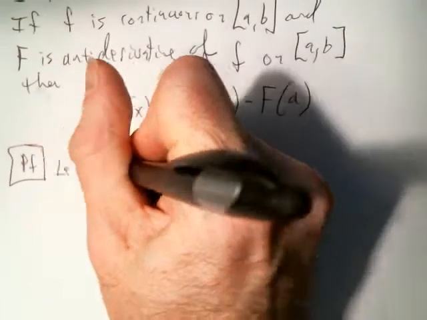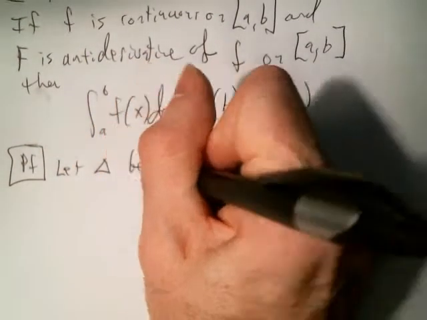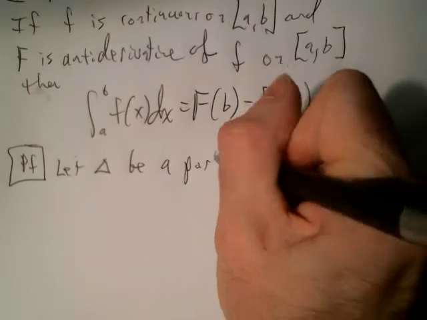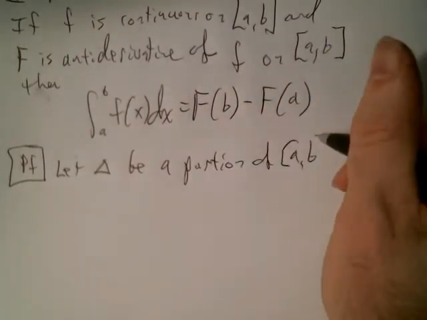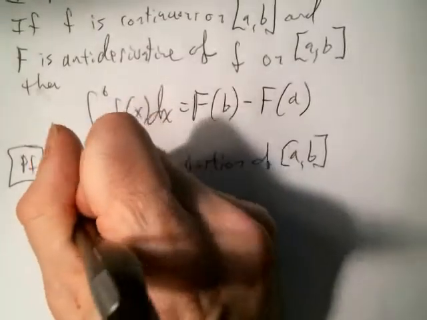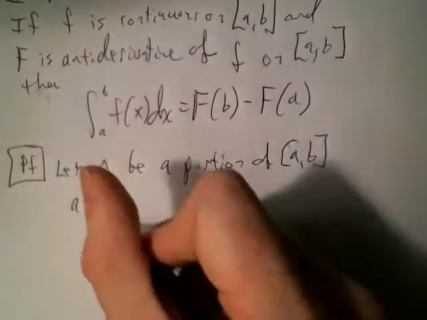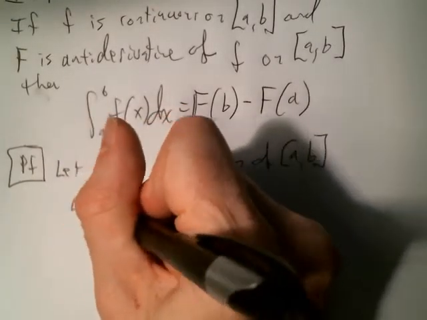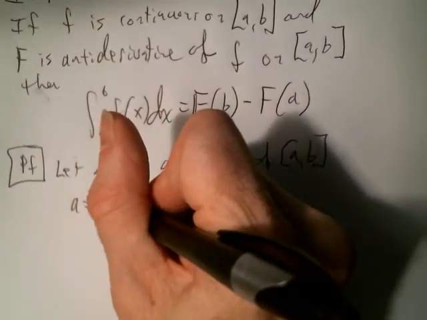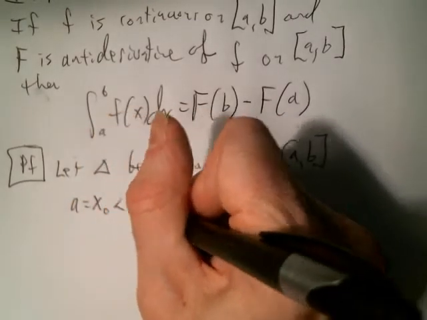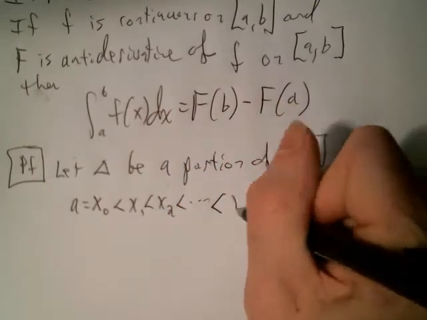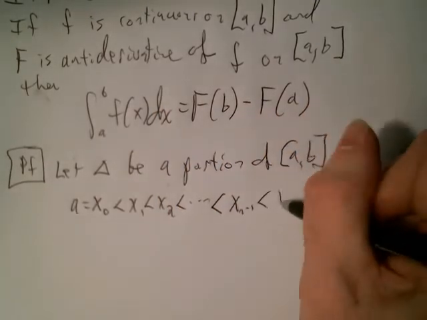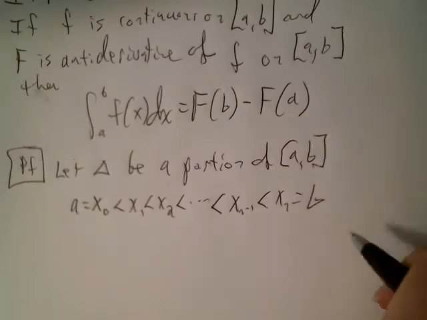So let delta be a partition of our interval from a to b. Let's make this partition explicit. So a is x sub 0, then x sub 1, then x sub 2, and then dot, dot, dot, and then x sub n minus 1, and then x sub n, which equals b.